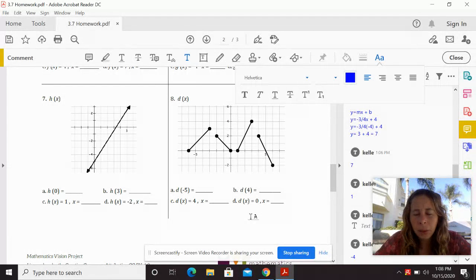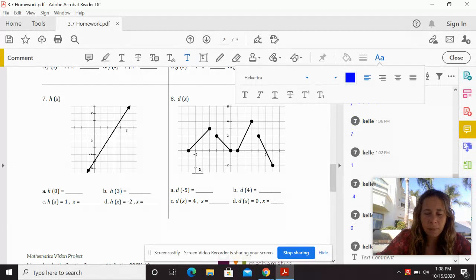Yeah, okay. So the only one that's weird on this one is D. D of x equals 0. So that means your y value is 0. Y equals 0. What is x? It is more than one value. When y equals 0, x is negative 6. It's wherever it's on the x-axis.